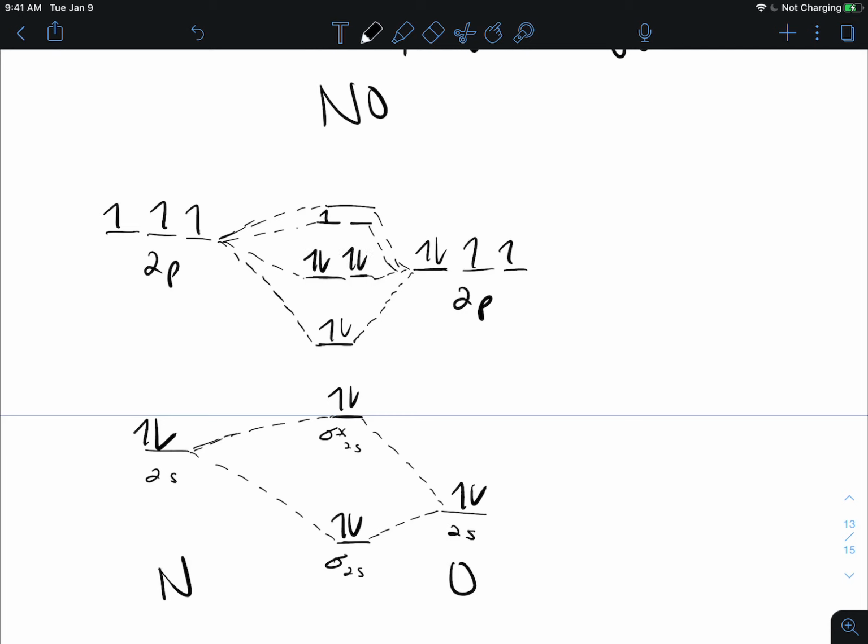And that is what we end up having. Like so.